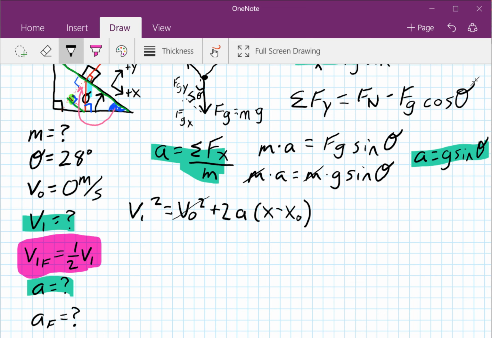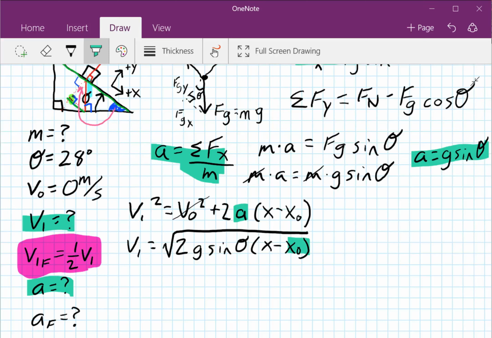And we can go ahead and plug in, let's go ahead and show you that. This a here, we're going to substitute out with the equation we just did earlier. So we're going to go ahead and write it as v final equals the square root of 2g sine theta times x minus x initial. Okay, so this is another equation that's just talking about a scenario without friction.